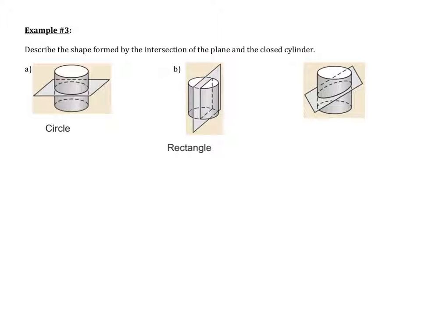And now looking at part C, we're slicing through the cylinder diagonally. So when I pull the two pieces apart and look down on it, it will actually be an oval. But the mathematical way to say an oval is called an ellipse.